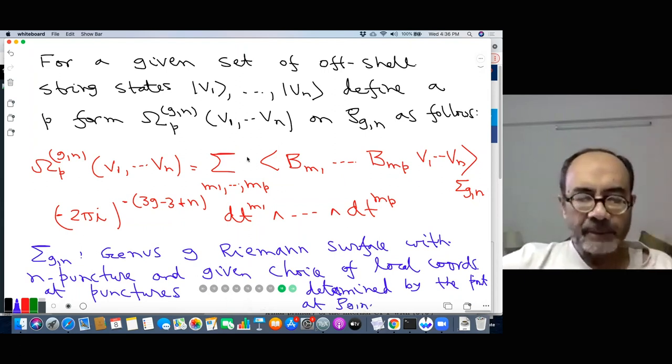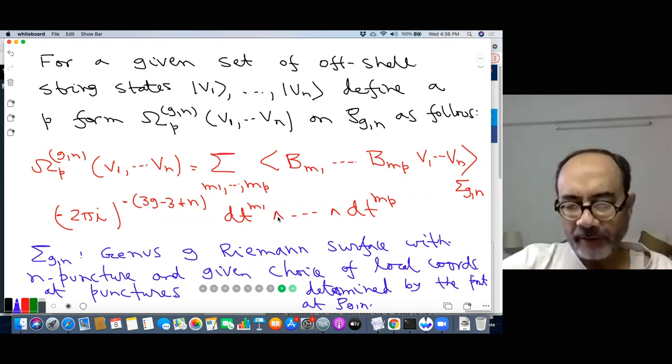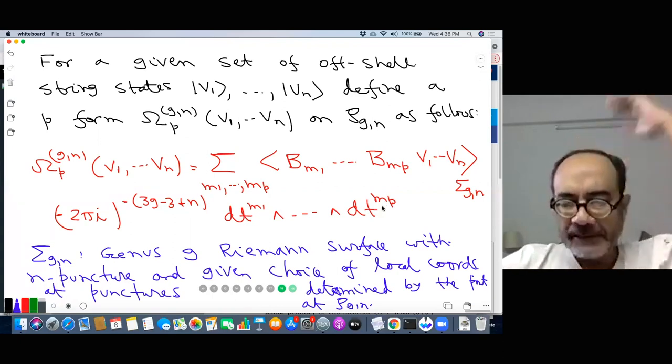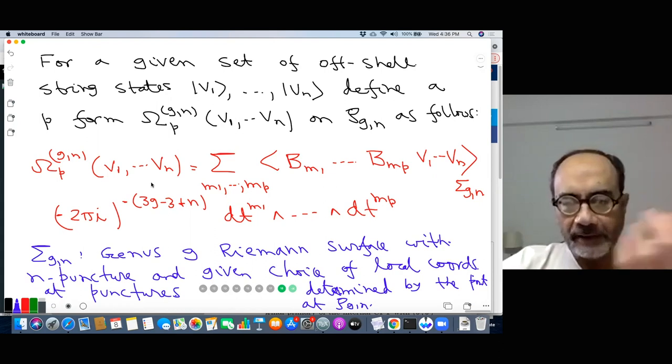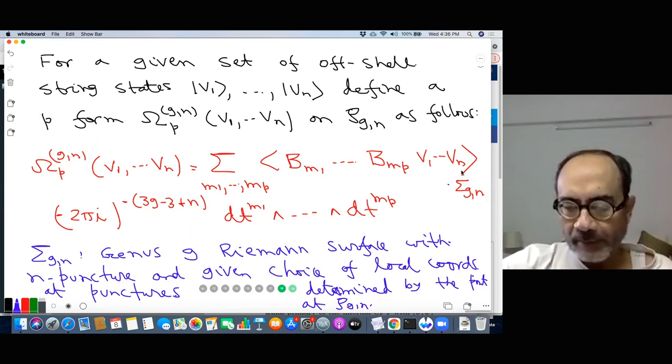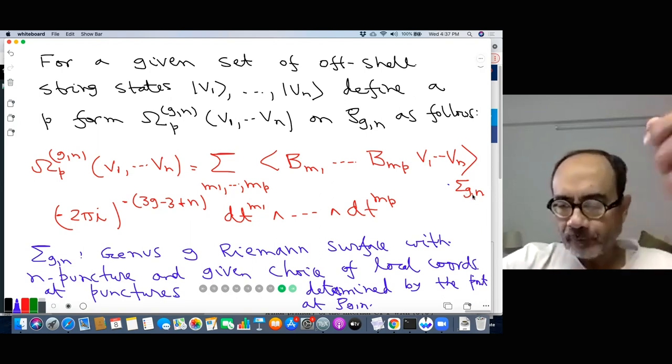So you see, this is supposed to be a form on P_{g,n}. It's a form, it's clear, right? Because you have the wedge product of dt_{M1} to dt_{Mp}. So this is a p-form. But this form on P_{g,n}, of course, will depend on the particular point at which we are computing the form. So where does that information go in? The point at which you are computing the form, that information is in sigma_{g,n}. So sigma_{g,n} is a Riemann surface corresponding to a particular moduli, that information is certainly there in P_{g,n}, but it also comes with its own choice of local coordinate system at the punctures, because P_{g,n} contains that information as well. As you go vertically up in P_{g,n}, you will change the local coordinate system.